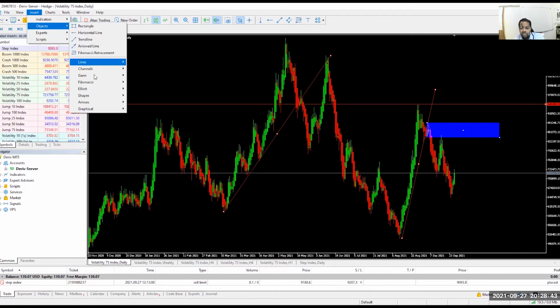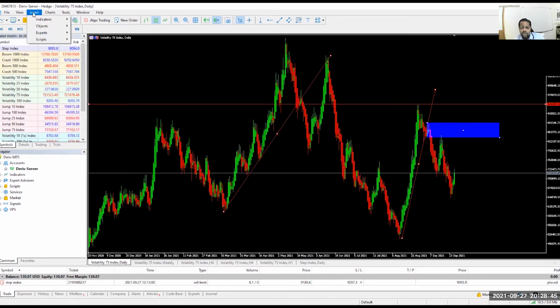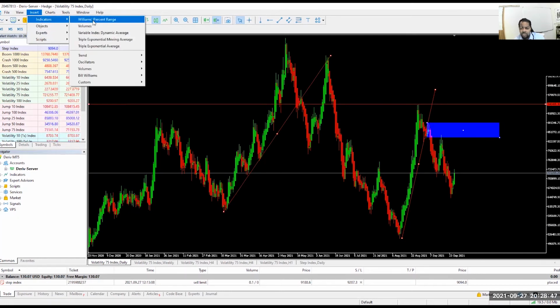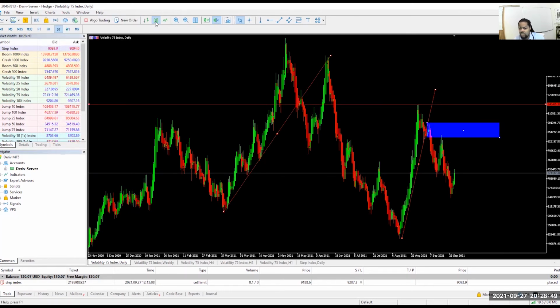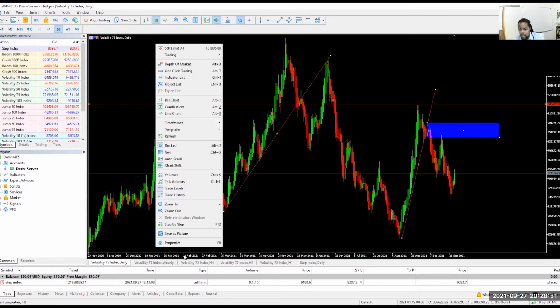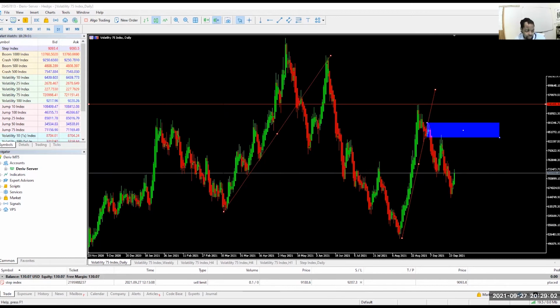How do I go back to normal candles? Go back to indicators, or just right click on your screen. Indicator list, and then I delete it. So this is the only thing that bothers me: it didn't work here.